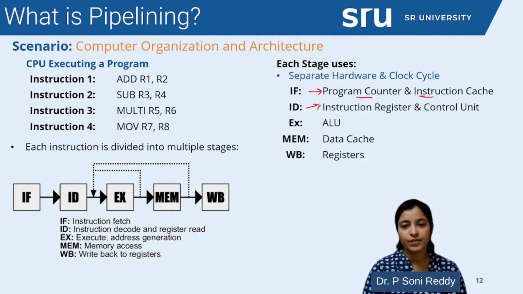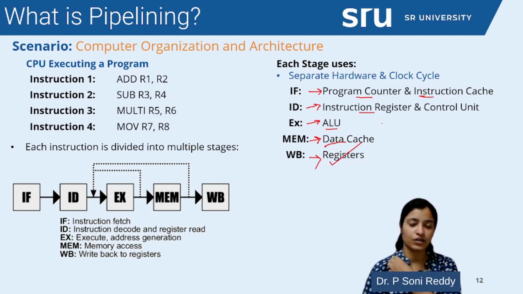The second cycle is done by the control unit, where we decode this instruction and understand what the operation is, what the source data is, where we will store the final output, all that information. The third step is done by the ALU. The fourth step is where we store the data temporarily in the data cache, and the final step is the write-back stage, where we store the final output in the final destination, that is your registers here.